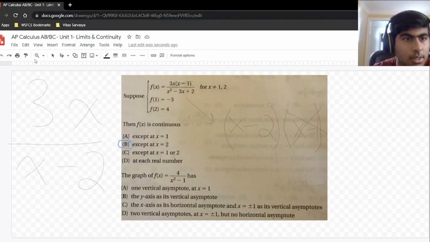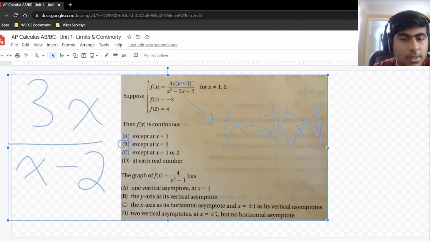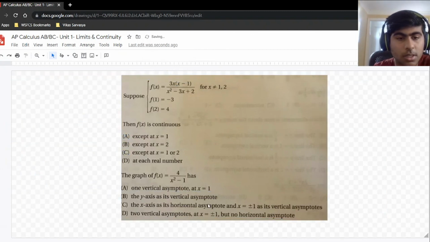Now let's look at this next question. The graph of f of x equals 4 over x squared minus 1 has: the y-axis as its vertical asymptote; the x-axis as its horizontal asymptote; plus or minus 1 as its vertical asymptotes; and 2 vertical asymptotes but no horizontal asymptote.